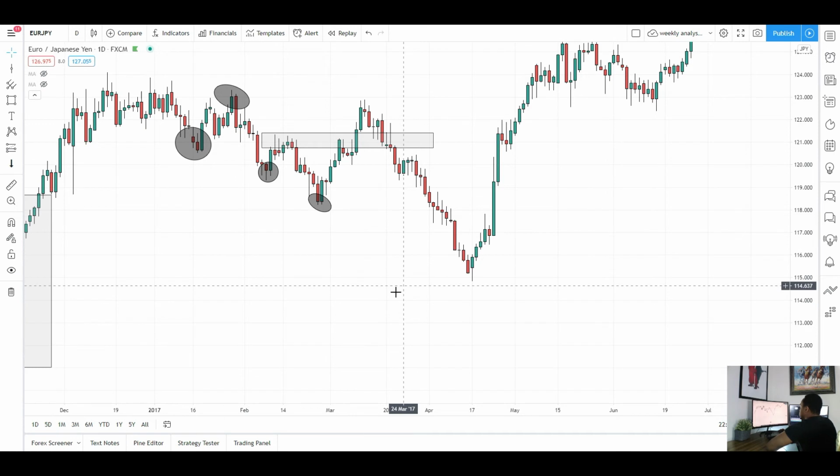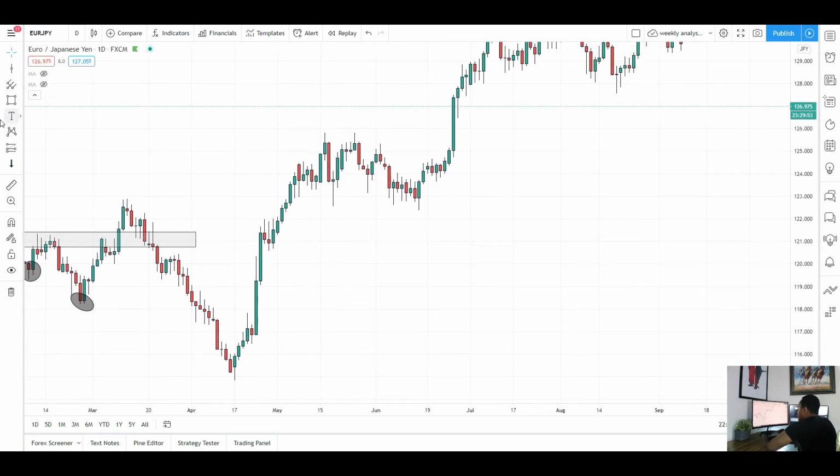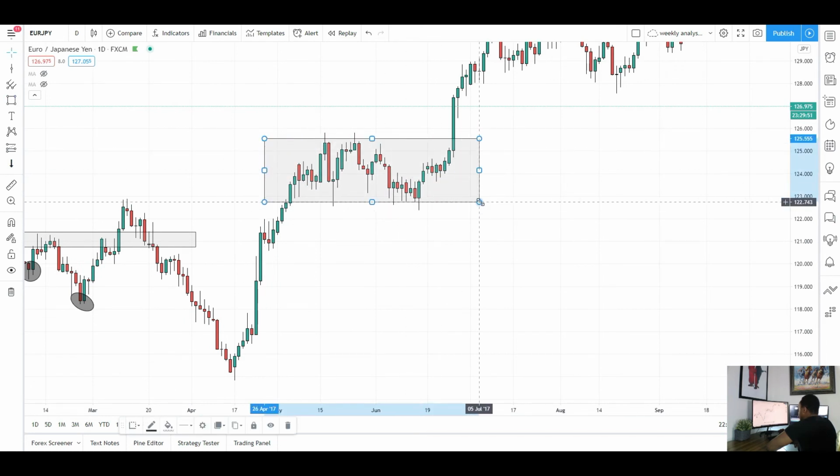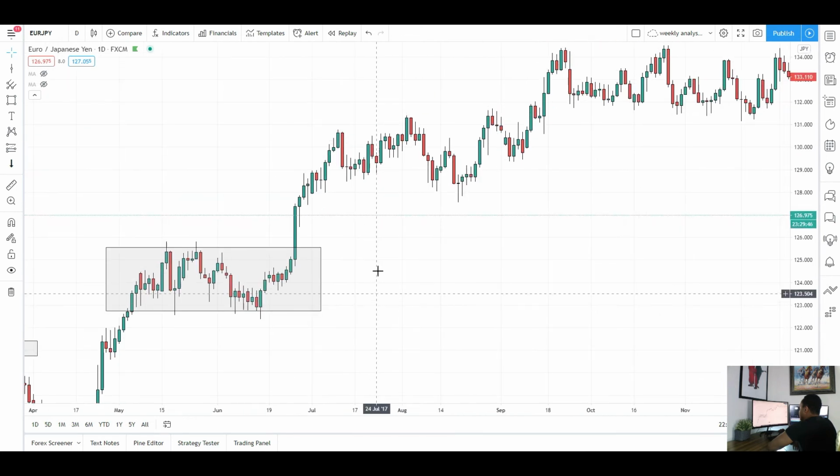Again, you can see we had a strong move to the downside, creating new lows. Then we had another move back up, creating some new highs. And then here we're having consolidation in the market. Price just moved sideways, not really trending anywhere. Then we had a big break to the upside. Price pushes to the upside, making those higher highs and higher lows.